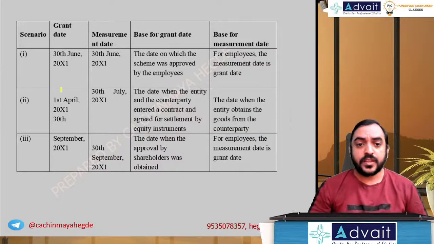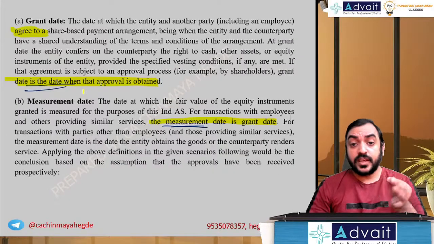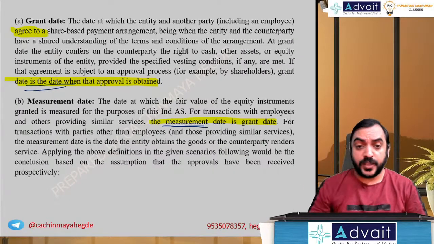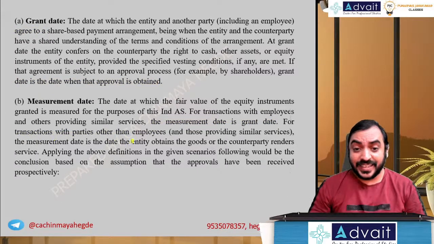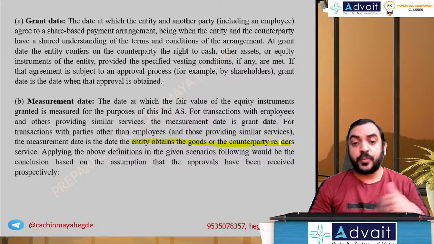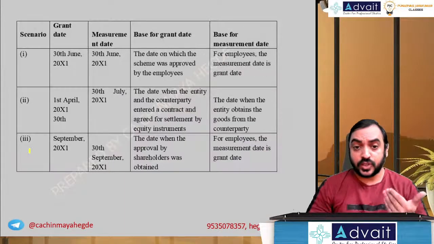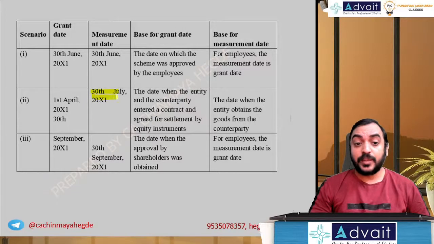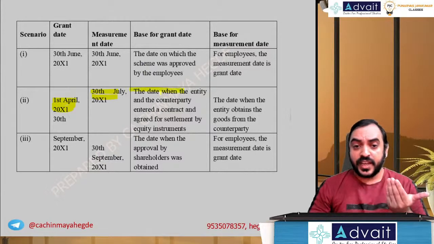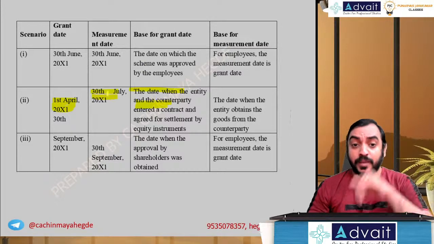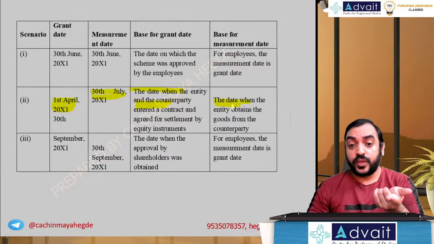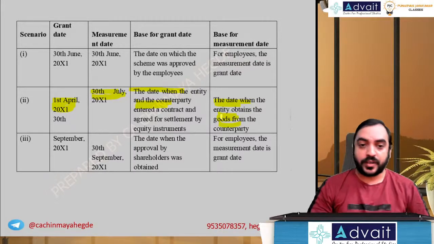Okay, now it looks fine. So the date when it is received, when it is not an employee, for a transaction with other than employees, the measurement date is when the entity obtains the goods or the counterparty renders the service. That is, on 30th of July is the measurement date and 1st of April is the grant date. The base for grant date is the date on which they enter into a contract, but the measurement date is the date on which goods are obtained from the counterparty.